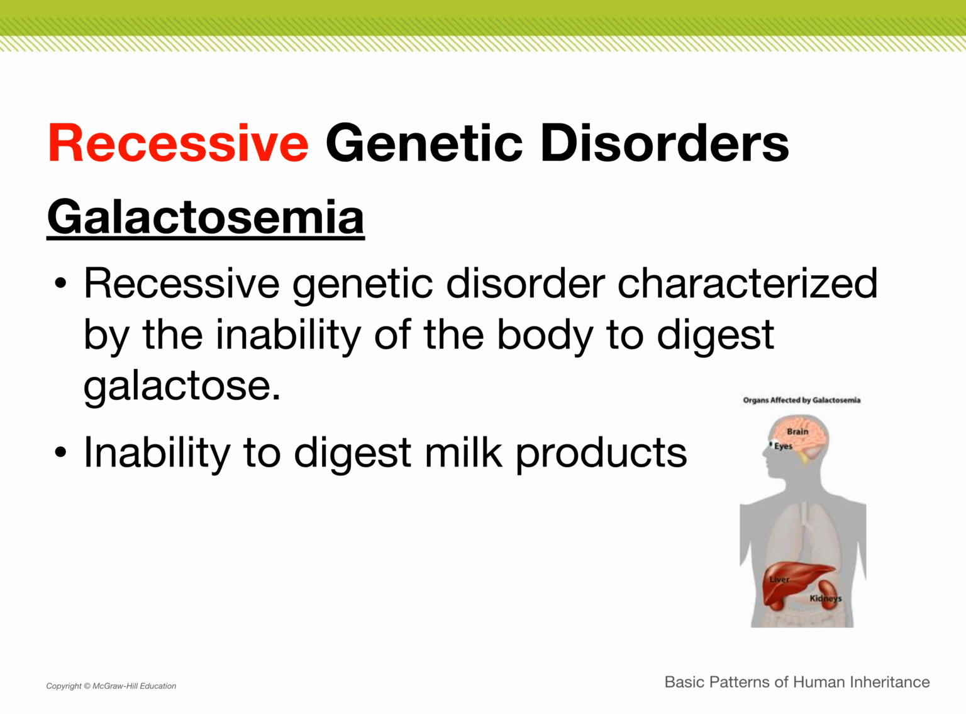Okay, another recessive disorder, not at all as horrible, is galactosemia. And it's the inability of the body to digest galactose, which is milk sugar. So you're going to have issues with that, stomach issues and digestive issues.